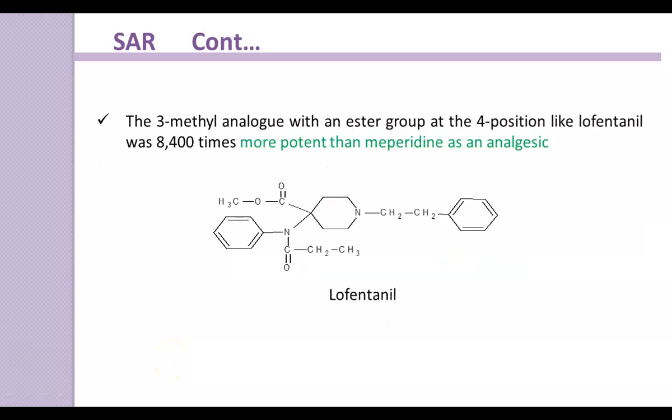The 3-methyl analog with an ester group at the 4th position, like lofentanil, is 8,400 times more potent than meperidine as an analgesic. So here is the structure of lofentanil.